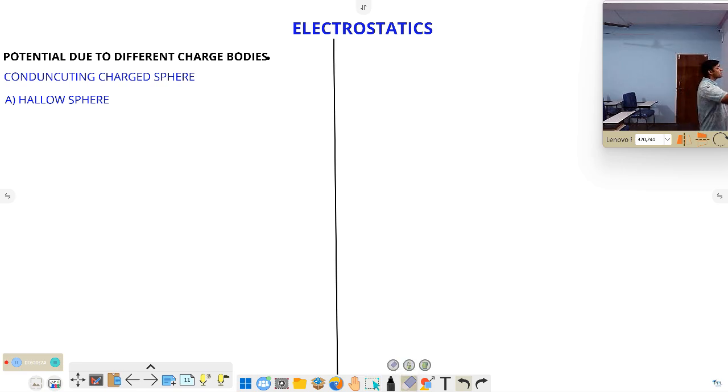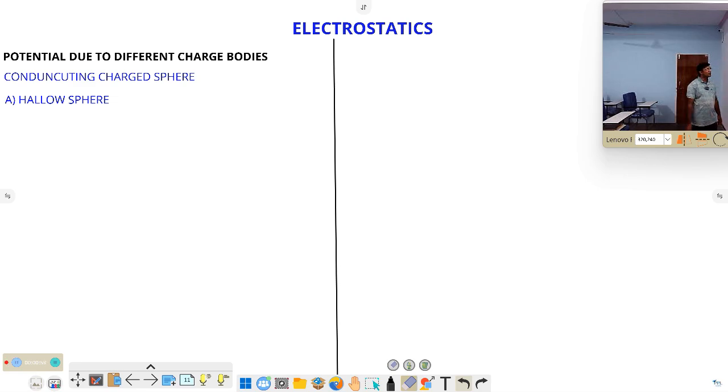In this case, first we are taking the conducting charged sphere, and in that, first the hollow sphere. Next we'll go for the solid sphere. Then after that, we are going to take the non-conducting charged sphere, and in that also we are going to discuss the hollow and the solid sphere. So these are the two topics, that means four conditions, we are going to discuss now.